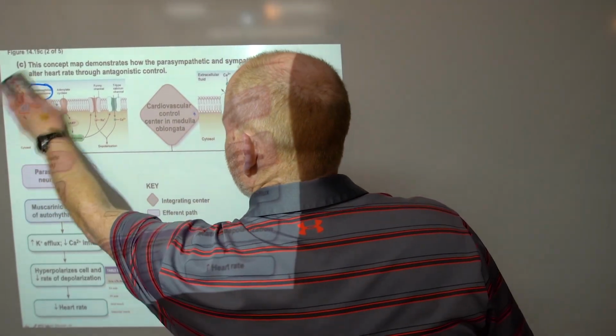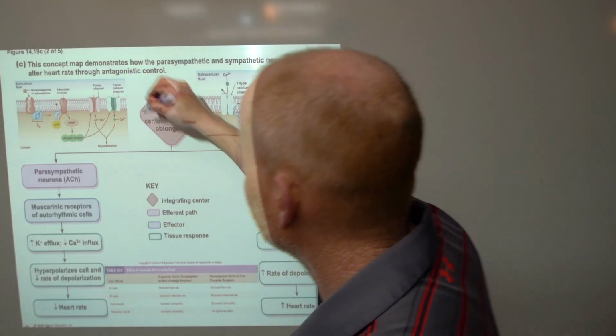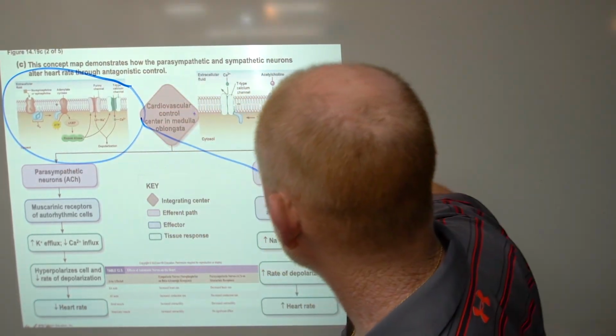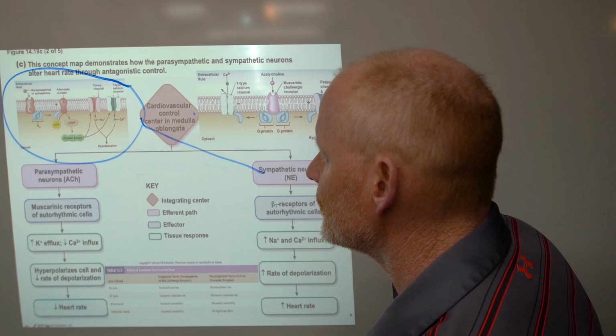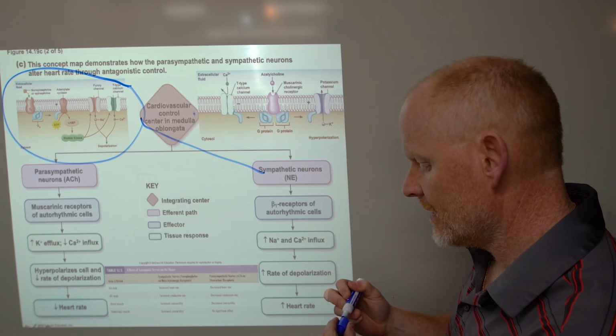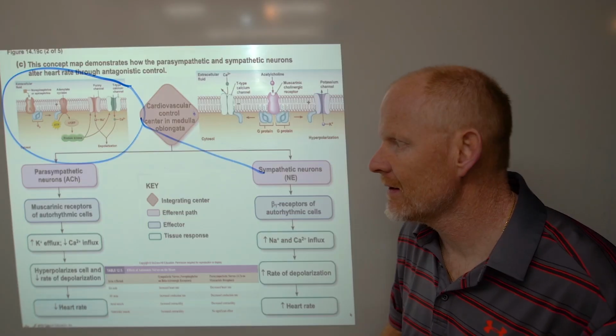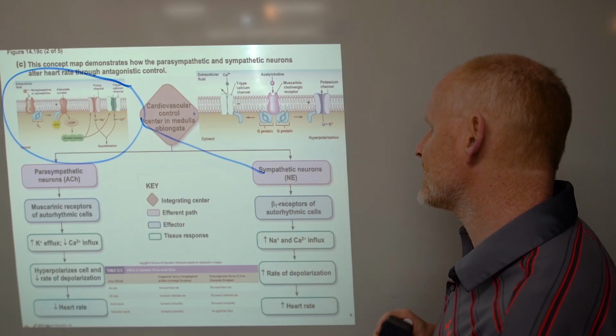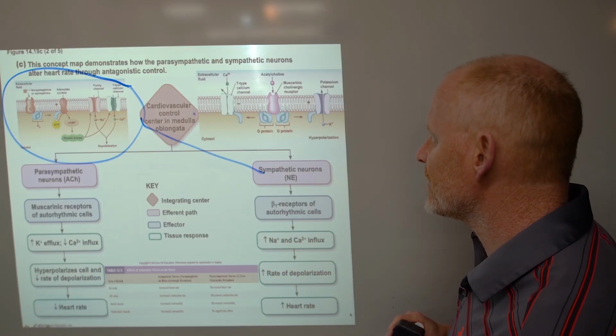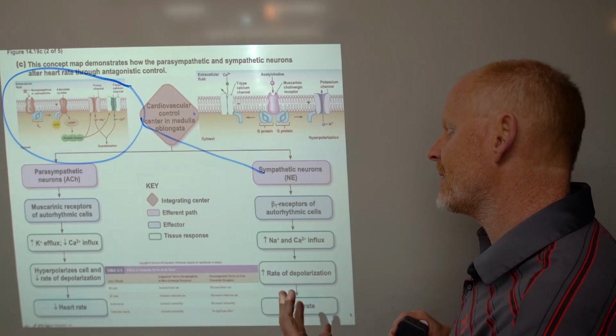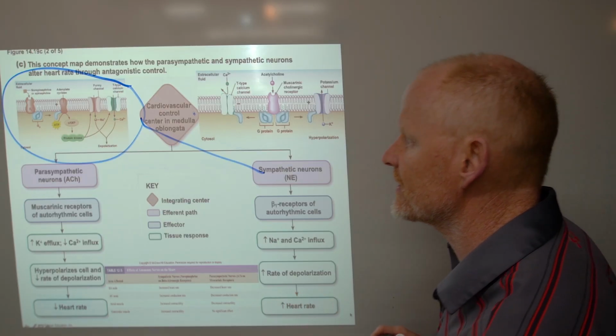Now, epinephrine, on the other hand, which is over here, right? What it does is it binds to what's called a beta receptor. There are two types of epinephrine receptor, beta and alpha. In the heart, we have beta receptors. And that's going to increase sodium and calcium influx. That increases the rate of depolarization and increases heart rate.